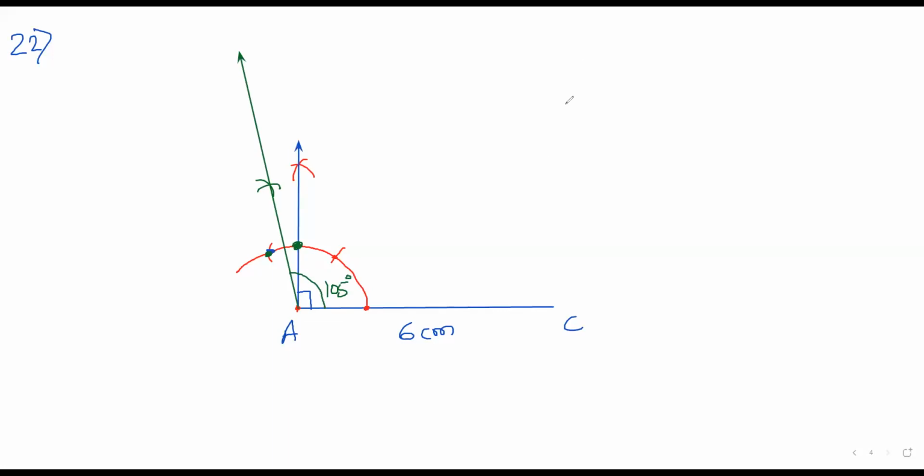Is this clear? Okay, then B lies somewhere here, right? B lies on ray AX, for example. Where does B lie? 5.5 centimeter from A. So take 5.5 centimeter in the compass and cut an arc of 5.5 centimeter radius on the ray AX, which is here. So this is point B, and then join BC. This is the required triangle. You get 2 marks for this, not more than 2.